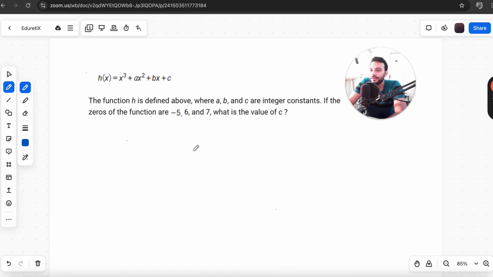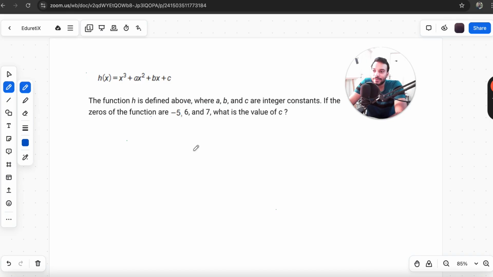Okay, next question. This is a difficult one. H of x is equal to x cubed plus ax squared plus bx plus c. We are given a cubic equation. The function h is defined above, where a, b, and c are integer constants. If the zeros of the function are -5, 6, and 7, what is the value of c?